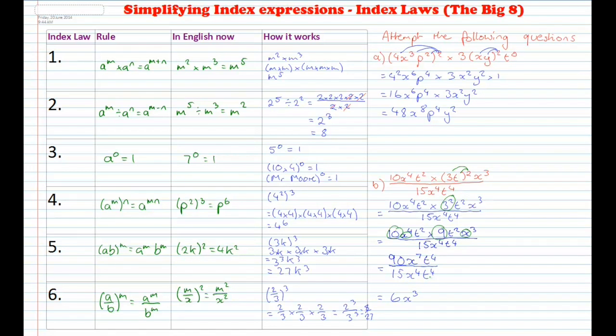Now what I need to do is look for the things with the same base and also simplify the numbers. If I have a look at 90 and 15, 90 divided by 15 is equal to 6. Now the same bases, I've got my x and my x, so x to the power of 7 divided by x to the power of 4, well that's going to be x to the power of 3, because 7 minus 4 is 3. And of course t to the power of 4 divided by t to the power of 4, well that's just going to be 1, because 4 minus 4 is 0. So that leaves us with 6 times x to the power of 3, or 6x to the power of 3.